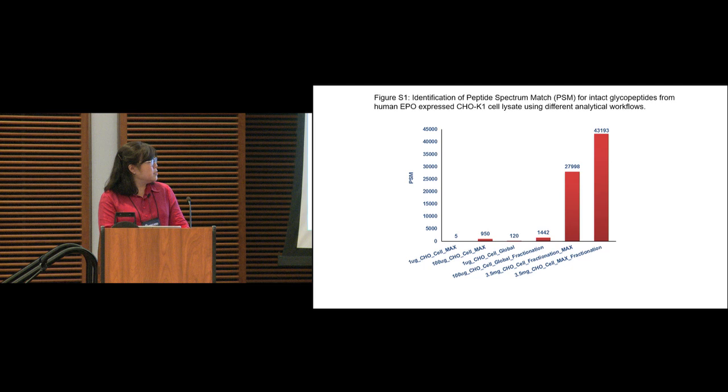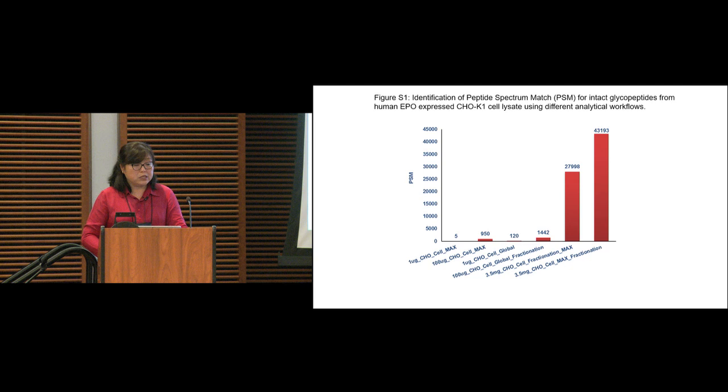As you can see, enrichment followed by fractionation for glycopeptides gave us a slightly increased identification. In this case, we identified 43,000 PSMs, glycopeptide assignment spectra, versus total peptide fractionation followed by glycopeptide enrichment, which gave us 28,000 spectrum assignments. So we later adopted enrichment followed by fractionation as our N-glycopeptide analysis strategy.